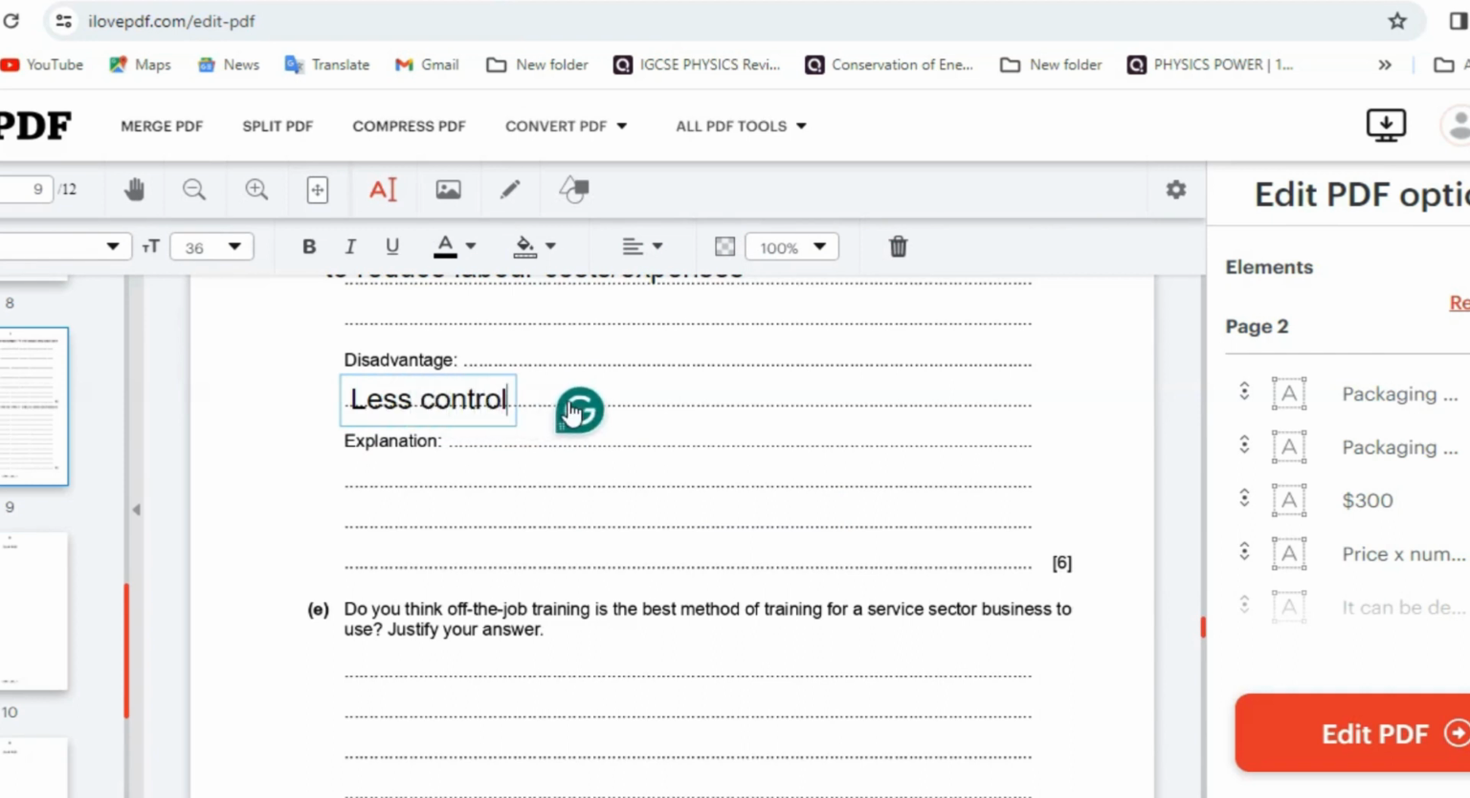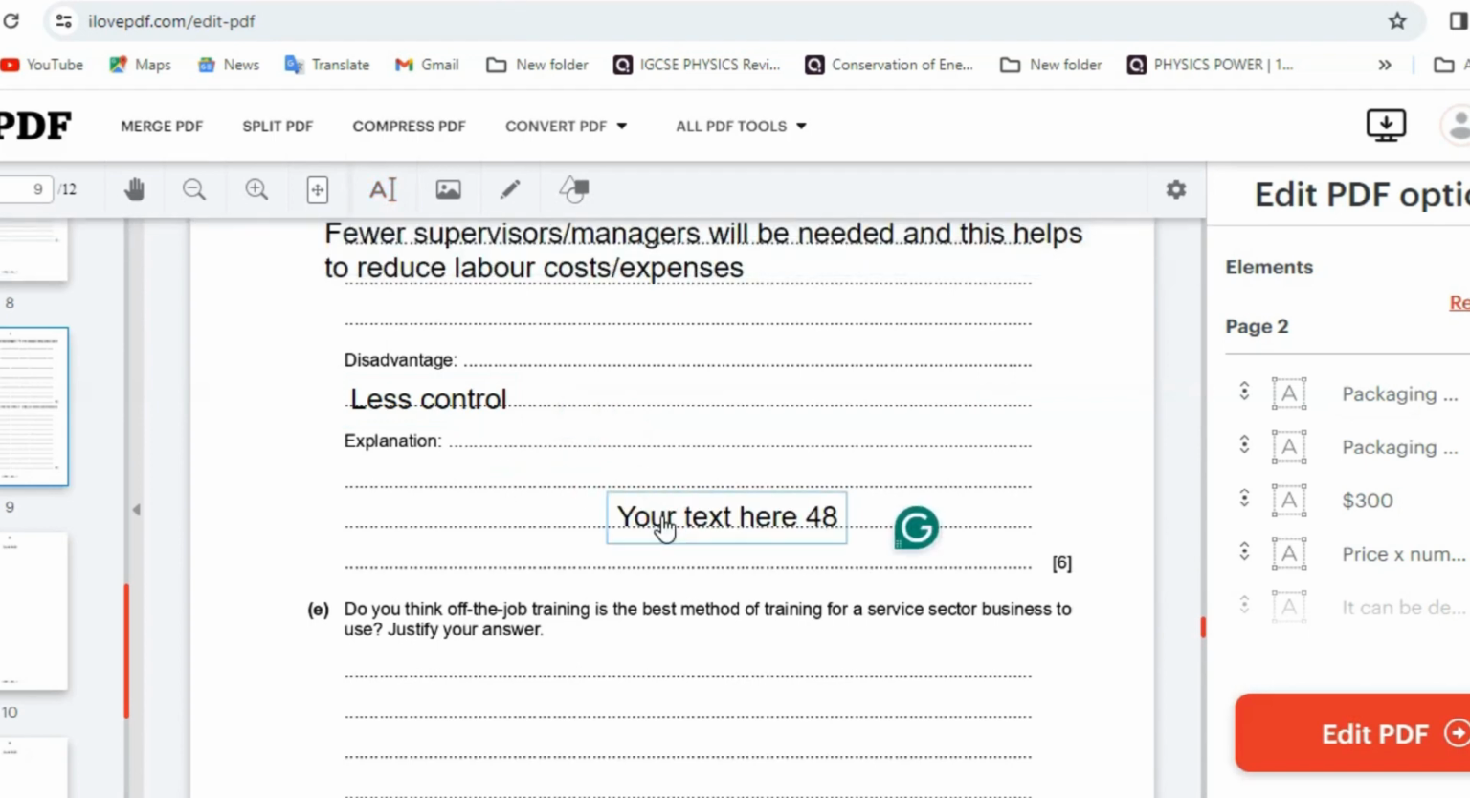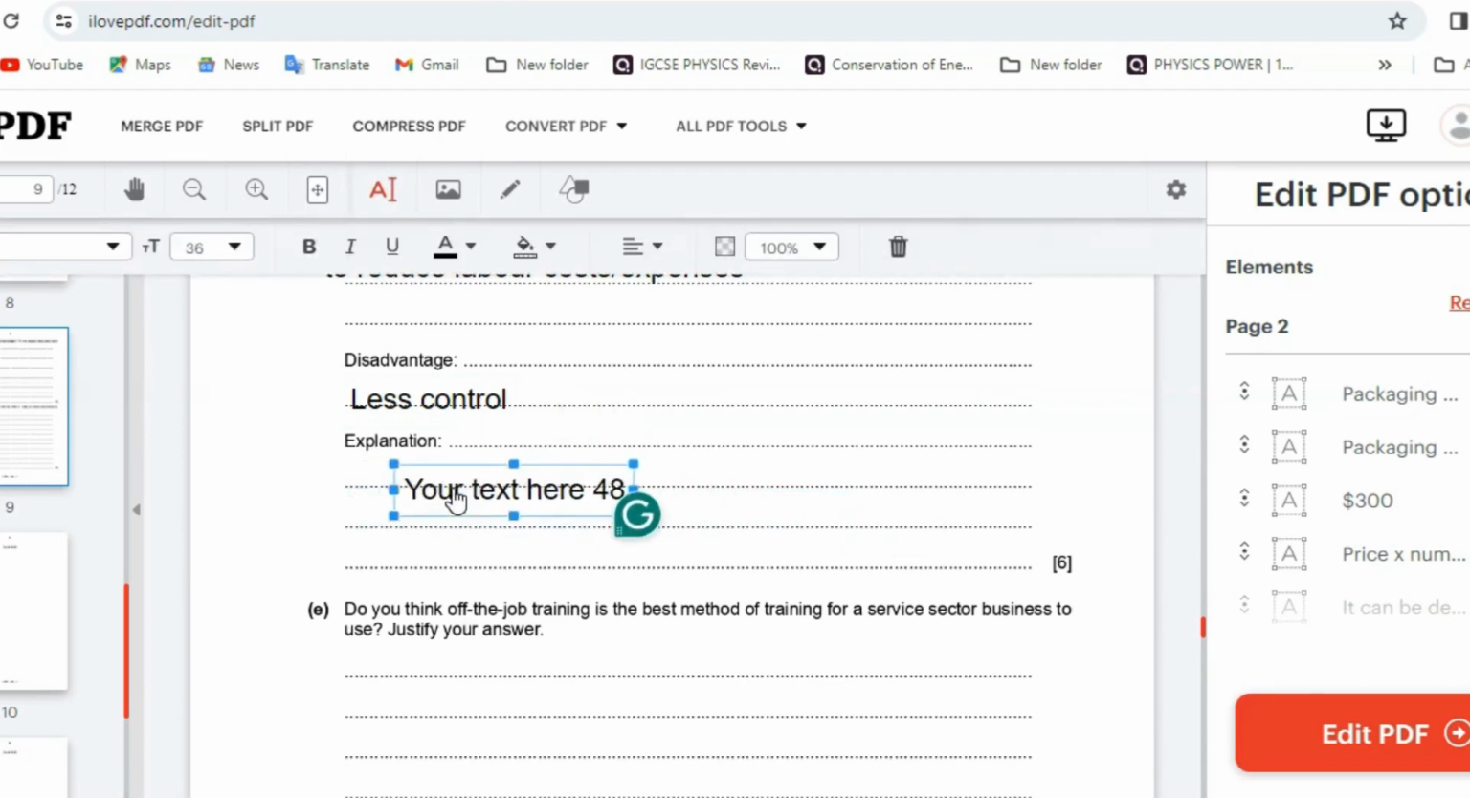Less control. That's one of the disadvantages. Okay, let's try and develop the points. As we have less control, when there is less control, of course, less work will be done. That is, there will be lower productivity.